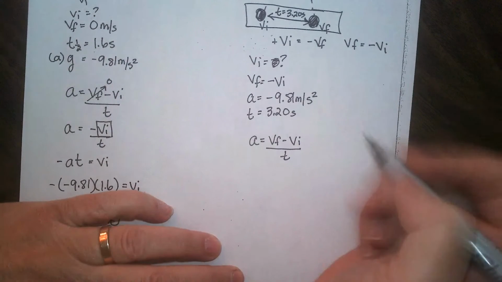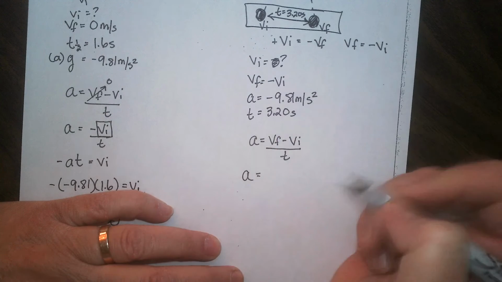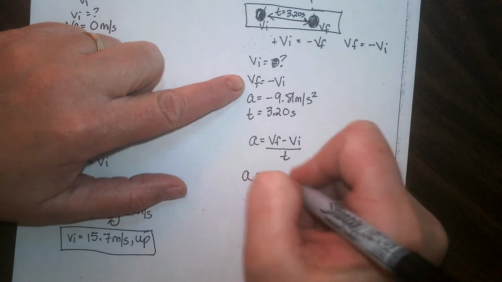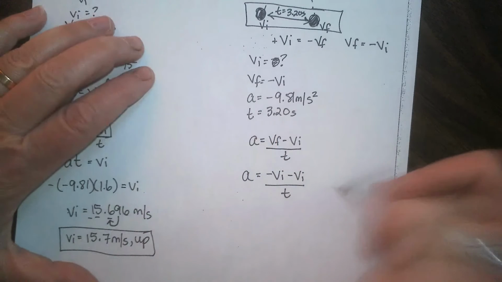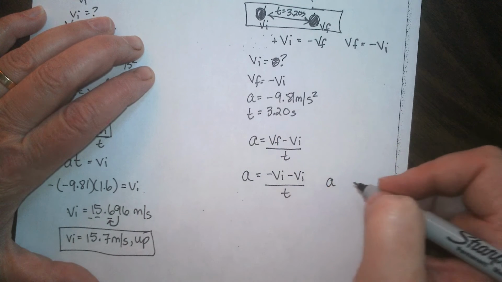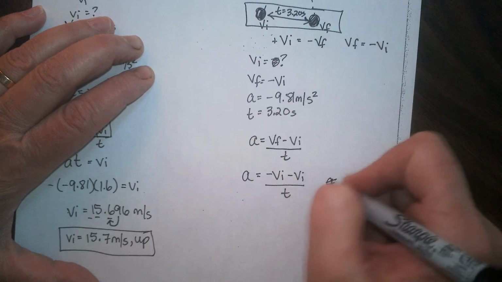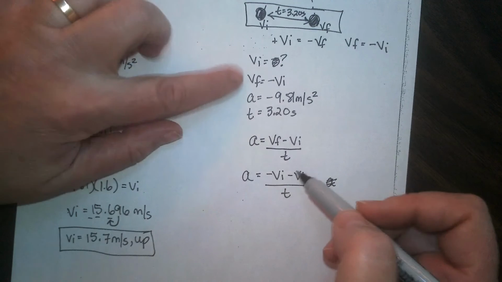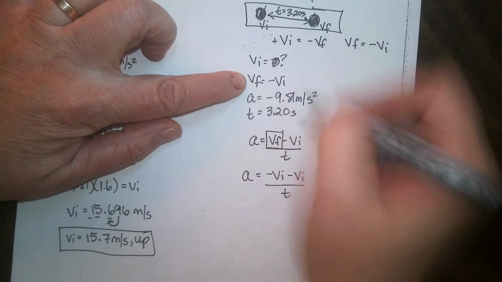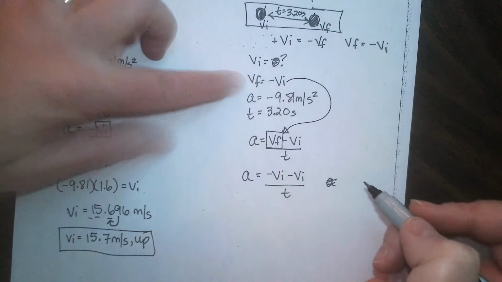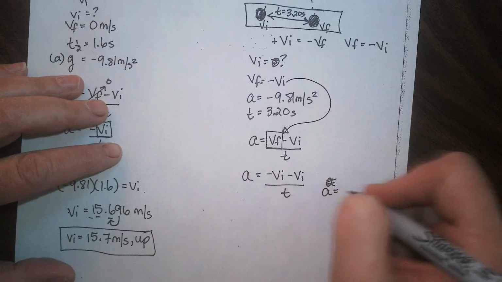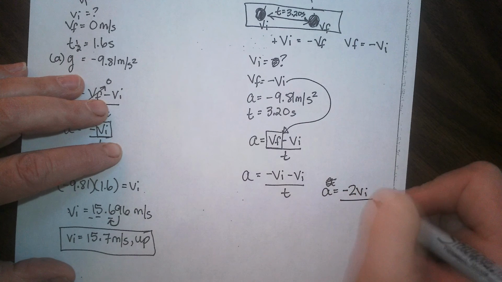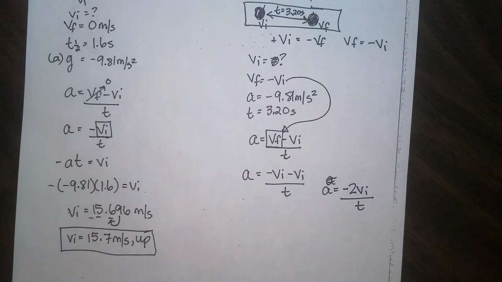Okay? So this is where the algebra comes in. A is equal to, what did we say VF could be equal to? Negative VI, minus VI all over T, which looks like A, what? I'll stop. All I did, Avery, was a substitution. For this VF here, I put in this piece here. Okay? Because we don't actually know what VF is. So then A is equal to negative 2VI over T, right? When you add two like terms together. Yeah, that's that algebra piece.